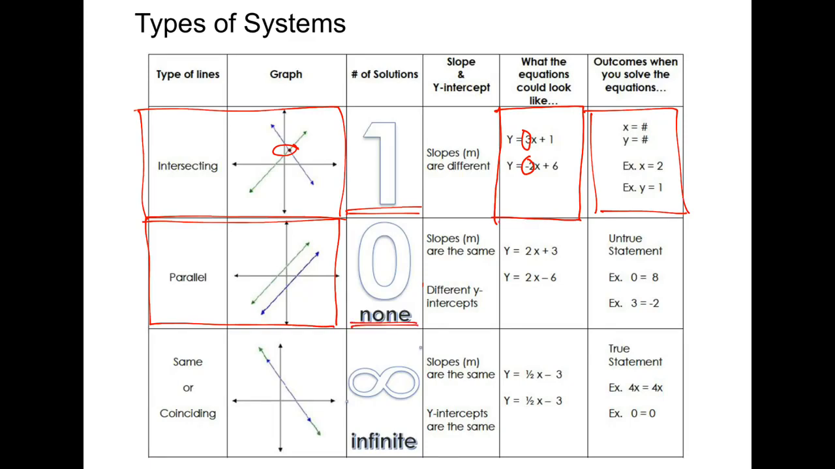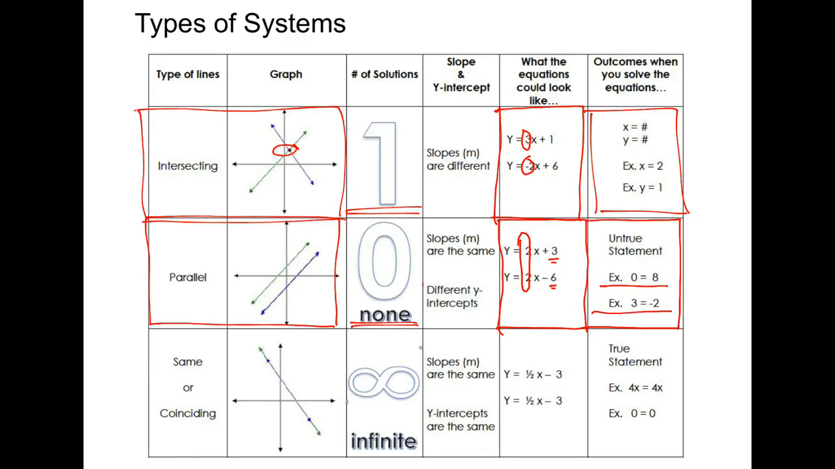What does that look like when we have the equations of the two lines? Well, parallel lines will have exactly the same slope, but they must have different y-intercepts. And what does that look like algebraically? When we try to solve it algebraically before we've graphed and realized that we have parallel lines, we come up with some crazy statement that is completely untrue, like 0 equals 8 or 3 equals negative 2.